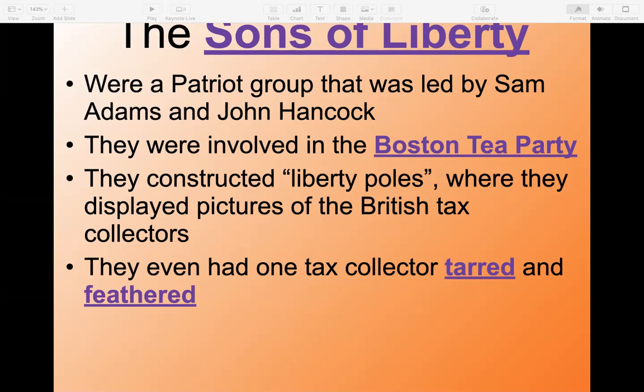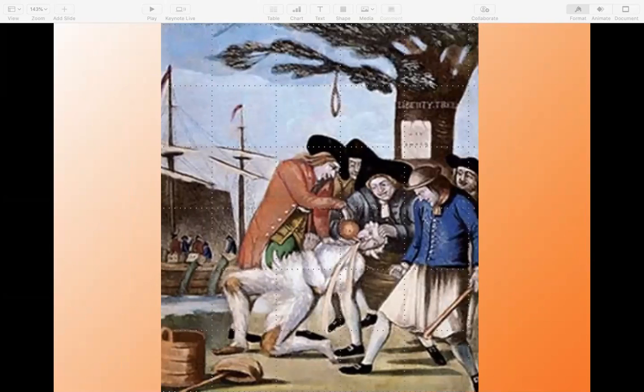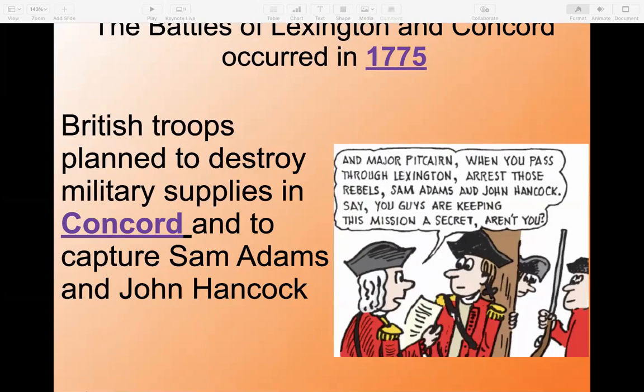They constructed Liberty poles where they displayed pictures of British tax collectors and even had one tax collector tarred and feathered. There we go. One picture about that.